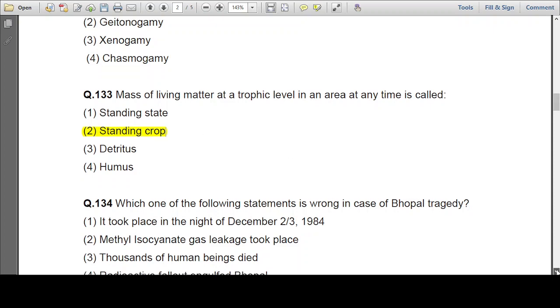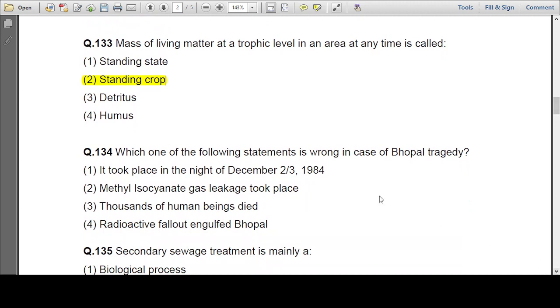Now come to question number 134. Which one of the following statements is wrong in case of the Bhopal gas tragedy? It took place in the night of December 3rd, 1984. Correct. Methyl isocyanate gas leakage took place. Correct. Thousands of human beings died. Correct. Radioactive fallout engulfed Bhopal. Incorrect. So they have asked for the incorrect one.